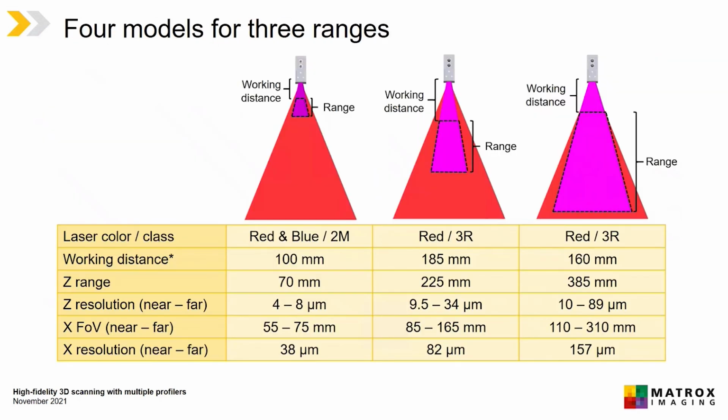The Matrix LT is offered in 4 models covering 3 measurement ranges to address many different applications. Many factors will dictate which model is needed for your application, but typically it will depend on the size of the objects and features, the scanning height, and the resolution needed. The surface of the object may have an impact as well.